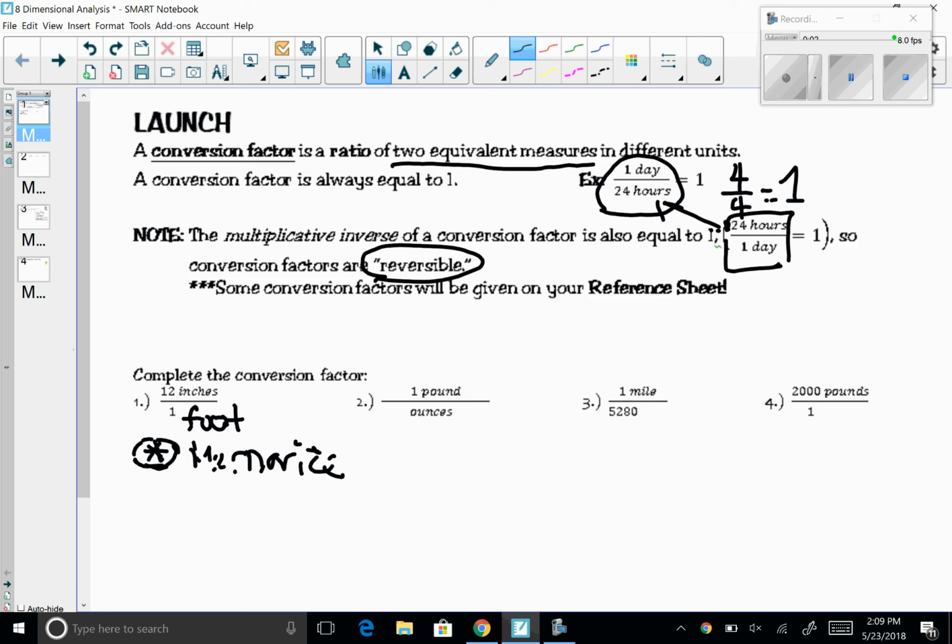The second one, 1 pound is equal to 16 ounces. That one is on our reference sheet. 1 mile is equal to 5,280 feet.